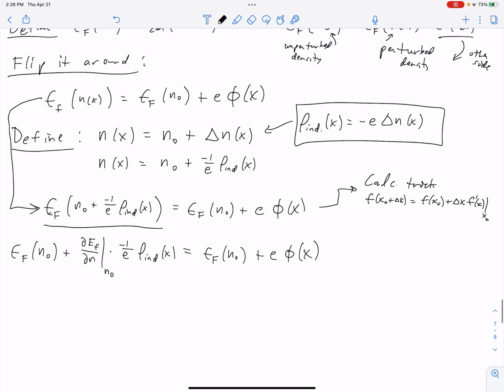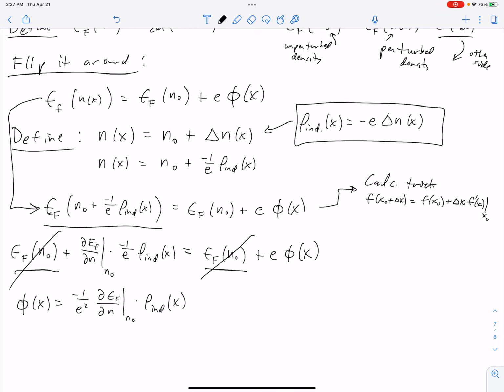But now something really cute happens. You look at both sides, I have the same term, so I can cancel that out. Boom, boom. And so then I can write phi of x, the potential, is equal to negative 1 over e squared dE_F/dn evaluated at n naught times rho induced of x.